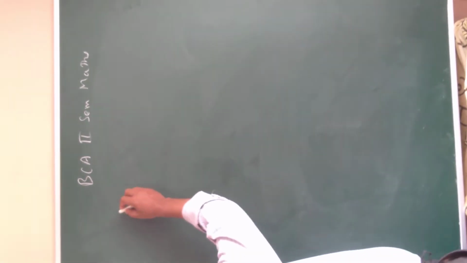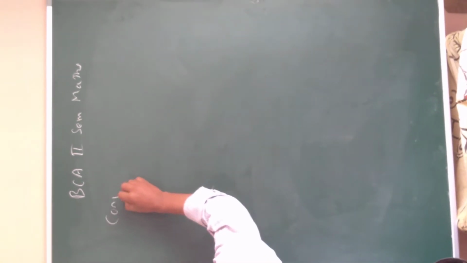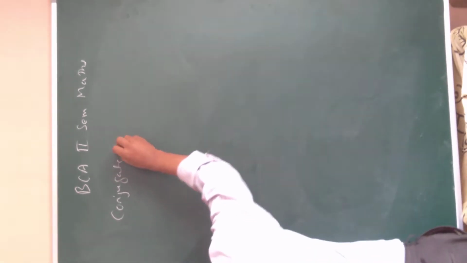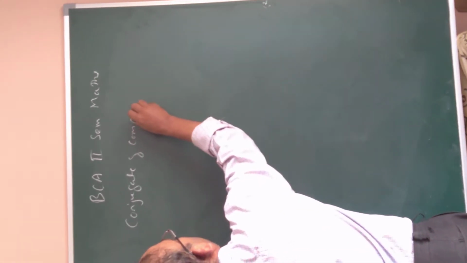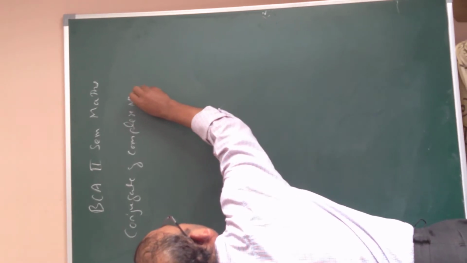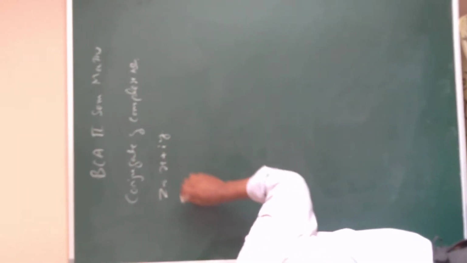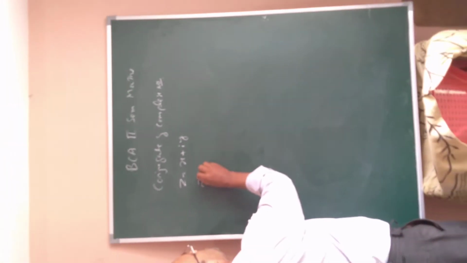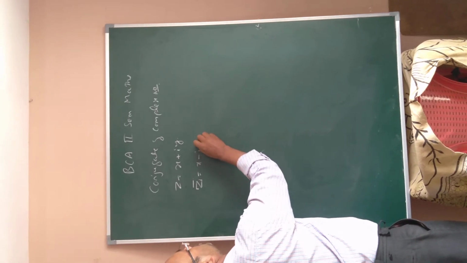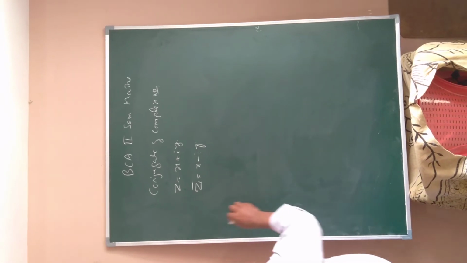Next, complex conjugate of a complex number. Here students, conjugate of a complex number is nothing but changing the middle sign between the real and imaginary parts. That is, z is equal to x plus iy. This is a complex number. Its conjugate is denoted by z bar is equal to x minus iy. This is the conjugate.